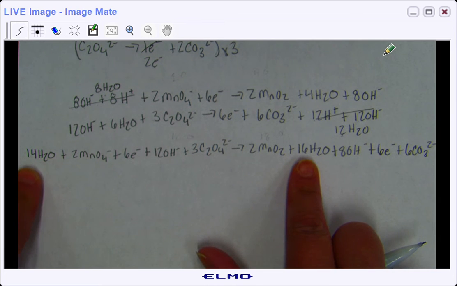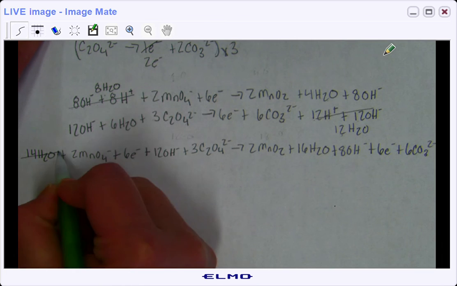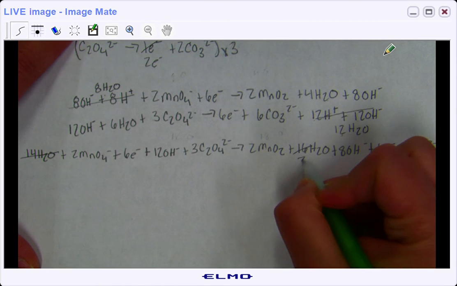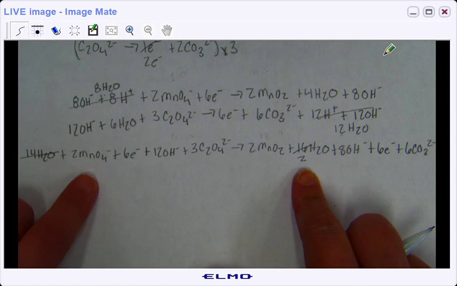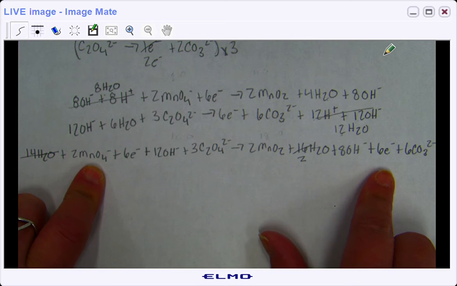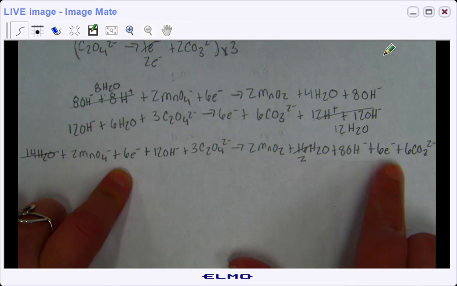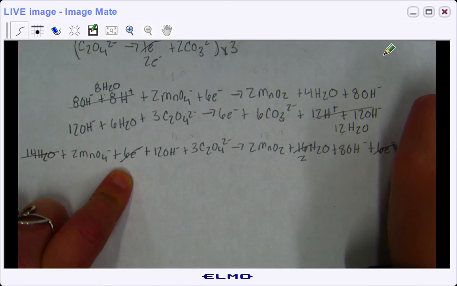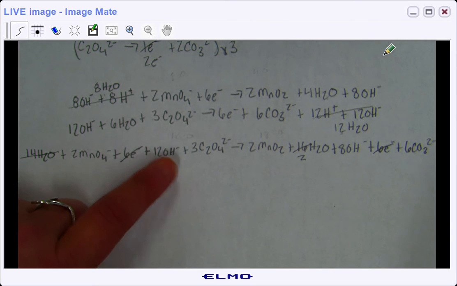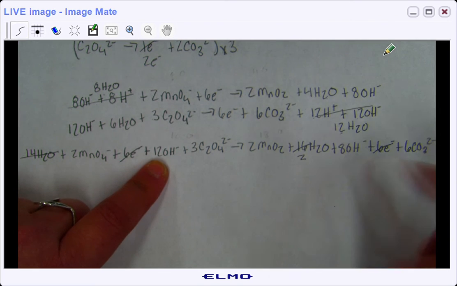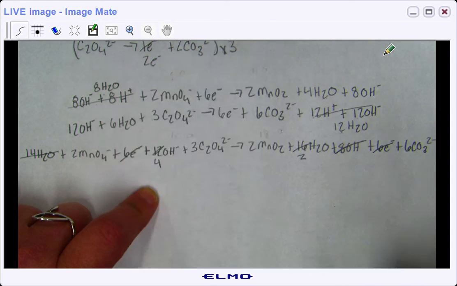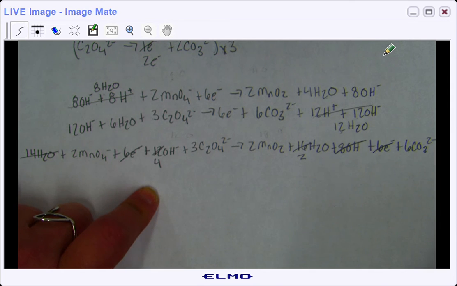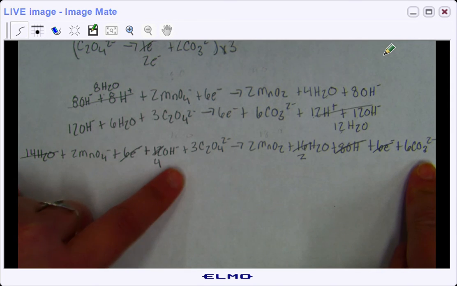I have 14 waters on the left and 16 on the right. So these 14 go away. This 16 reduces down to 2. 16 minus 14 is 2. All right. I don't have any permanganates on both sides. My electrons are the same on each side. I have 12 hydroxides on the left side, and I have 8 on the right side. So those 8 go completely away. This 12 reduces down to 4. And now everything else is just by itself a singleton.